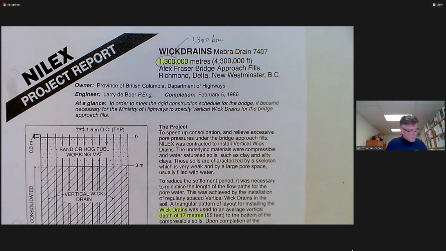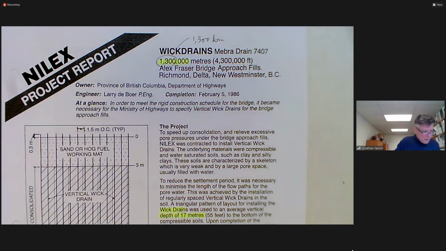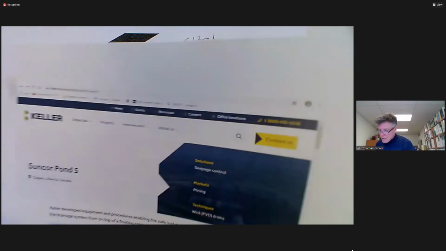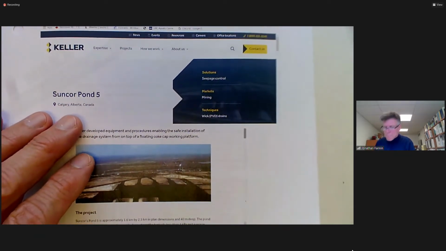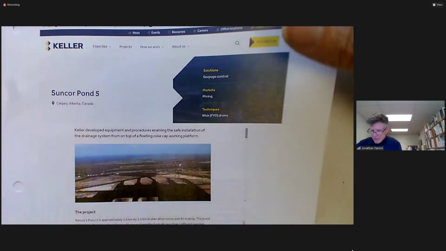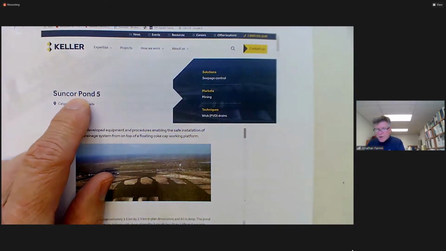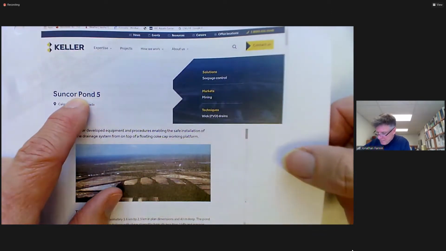Okay, so considerable use of them. I want to just alert you to, that's the bridge abutment or a bridge approach. We'll actually do a forensic analysis of one near Vernon. But I wanted to also alert you to the mining world. And it was neat to go around the room at the beginning. I pulled this off the web. If you do a search for Suncor Pond 5 wick drains, you too could pull this up. In fact, that's where you're going to get that little Keller video as well.